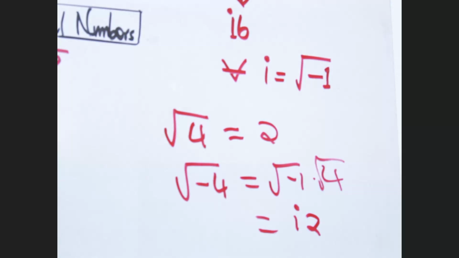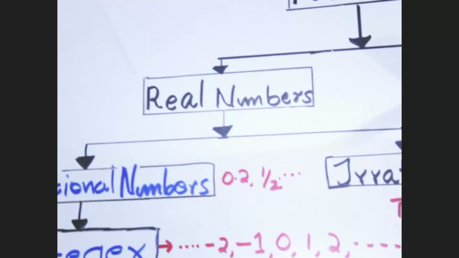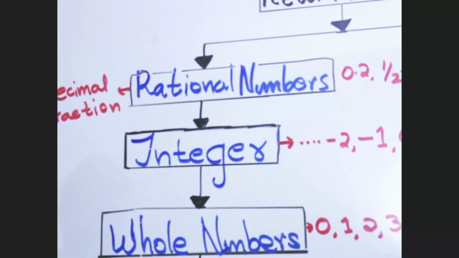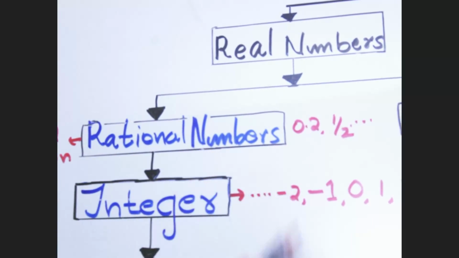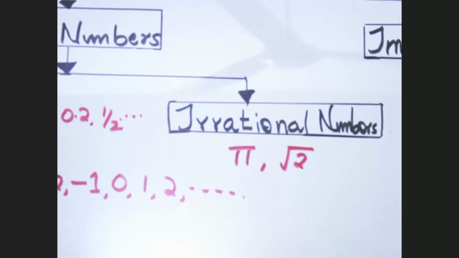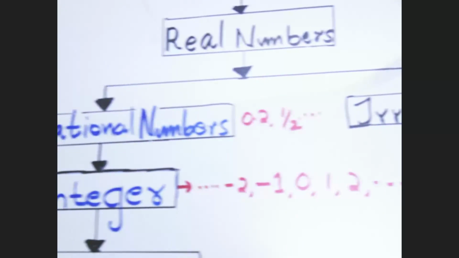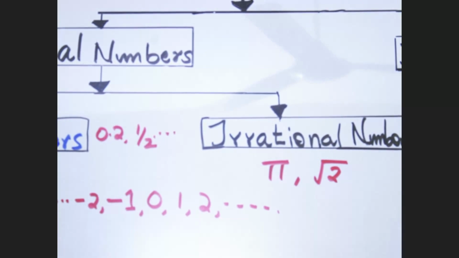So we come back to the real number system. The real numbers can be divided into two categories or two sets: rational numbers and irrational numbers. Rational numbers we will also explain later. Now, irrational numbers. The best examples of irrational numbers are root 2 and pi.